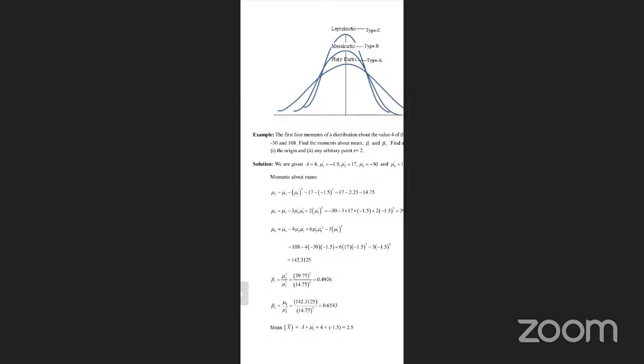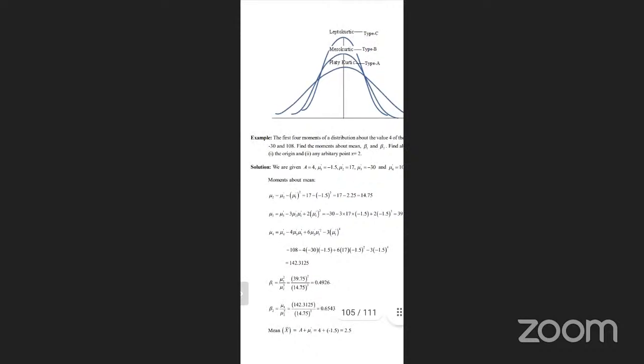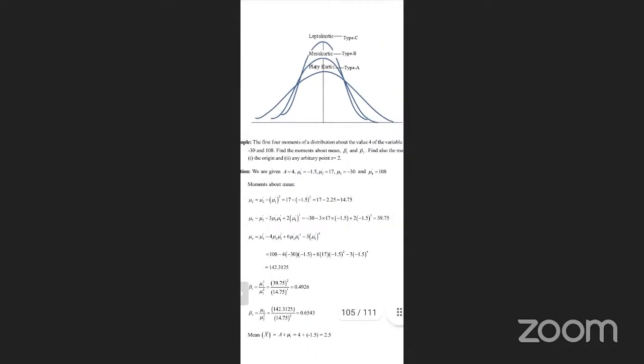First of all, the given data is a is equal to 4. At the point a, that is the point 4, a is equal to 4, mu1 prime is minus 1.5, mu2 prime is 17, mu3 prime is minus 30, and mu4 prime is 108.